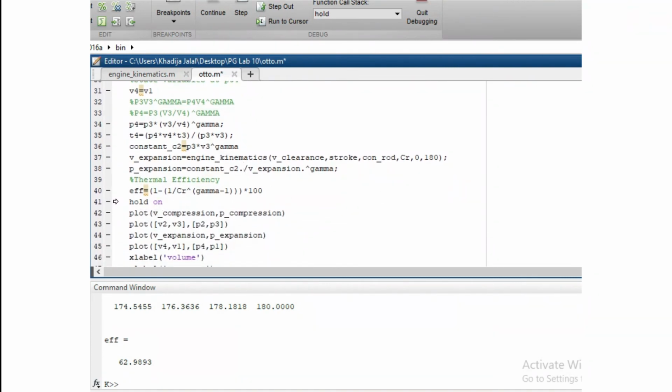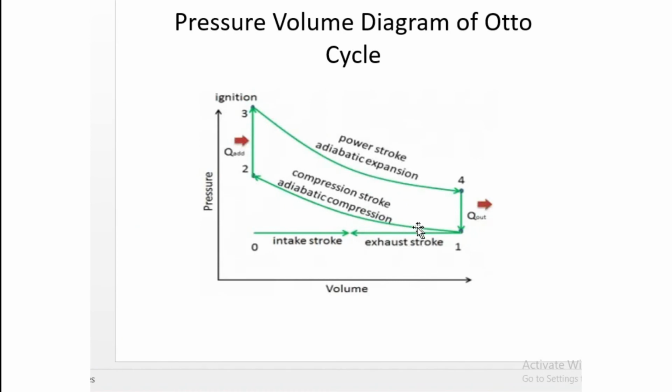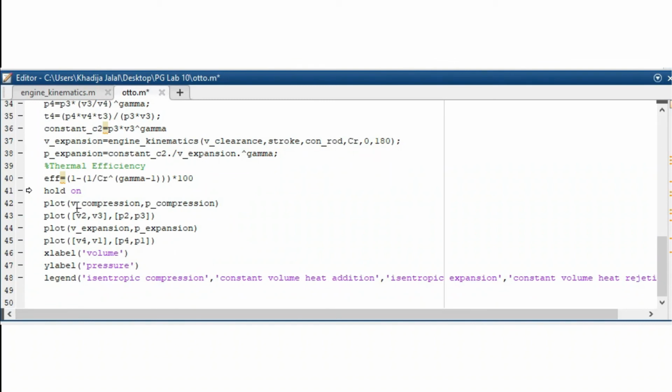In order to plot the PV diagram, we will first see the PV diagram here, that first we have a compression phase. So in order to plot it in MATLAB, we will write plot V compression comma P compression. Then we have state 2 to 3, where we have a volume and pressure, so we will plot volume 2 and volume 3, and pressure 2 and pressure 3. And then from state 3 to 4 we have an expansion phase, which is plotted here as plot V expansion comma P expansion.